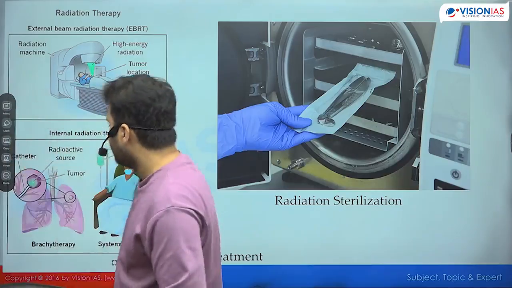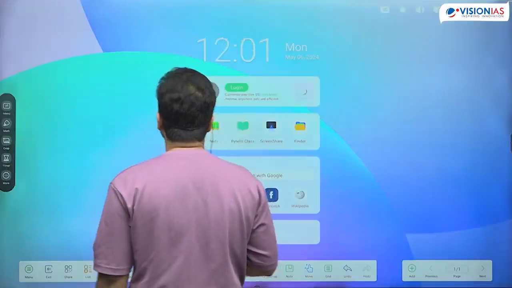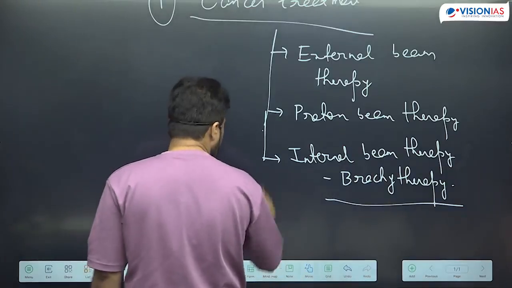So the next application can be nuclear medicine.